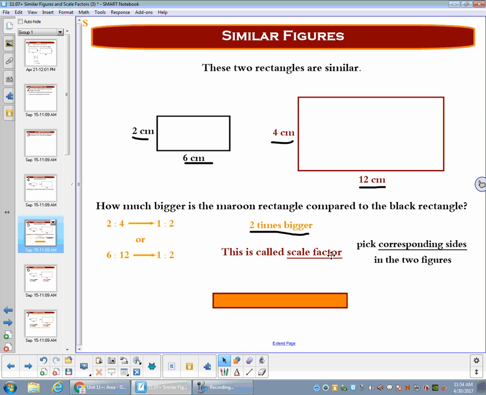This is called the scale factor for the sides. We have a scale factor for the sides of multiplying by 2, or a 1 to 2 factor. So our method would be to pick corresponding sides in the two figures and see what we multiply by to get to the other.